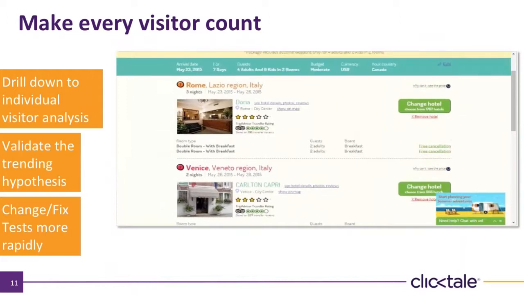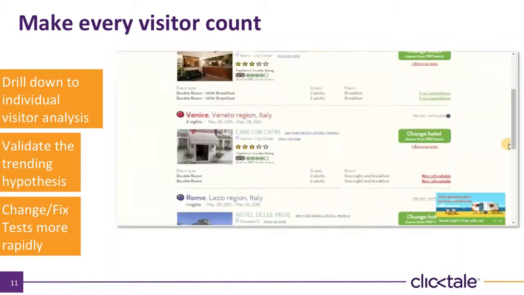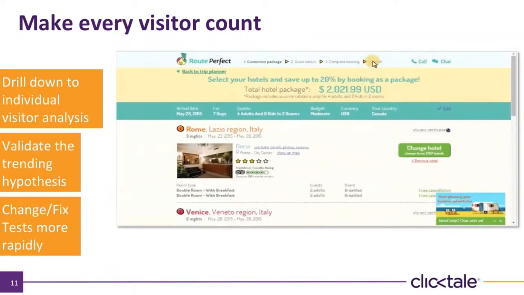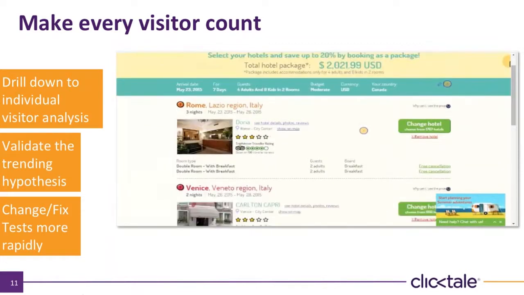Another great way to use the session replay is when your tests are already running in order to validate that the variations are working as intended. This can be done immediately after the first visitors experience your test. This lets you take corrective action if needed and protect yourself against potential lost testing time and expenses. By leveraging visual evidence of what experiences are working best, you can change or fix tests much more rapidly.